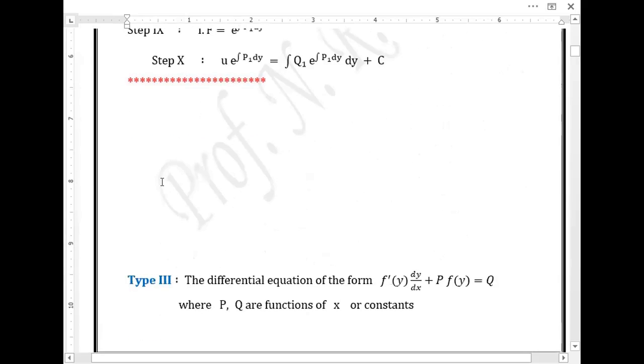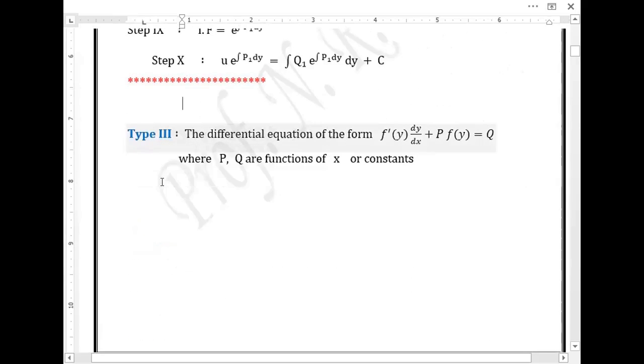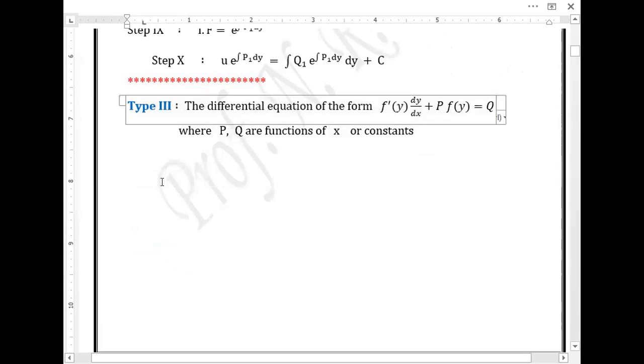And the third and the fourth methods of Bernoulli's equations are again the same. Only the change is that the coefficient of dy by dx is the derivative of the coefficient of p. Suppose p is multiplied with f of y, then its derivative is the coefficient of dy by dx. The coefficient of dy by dx is what? The derivative of the coefficient of p.